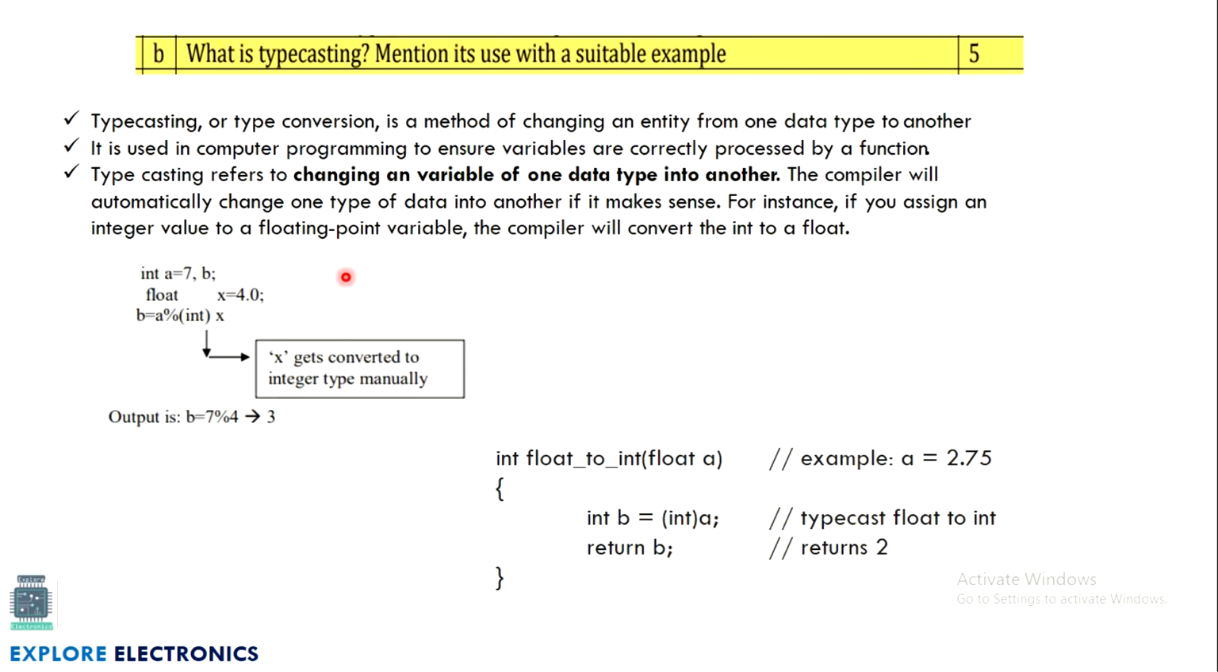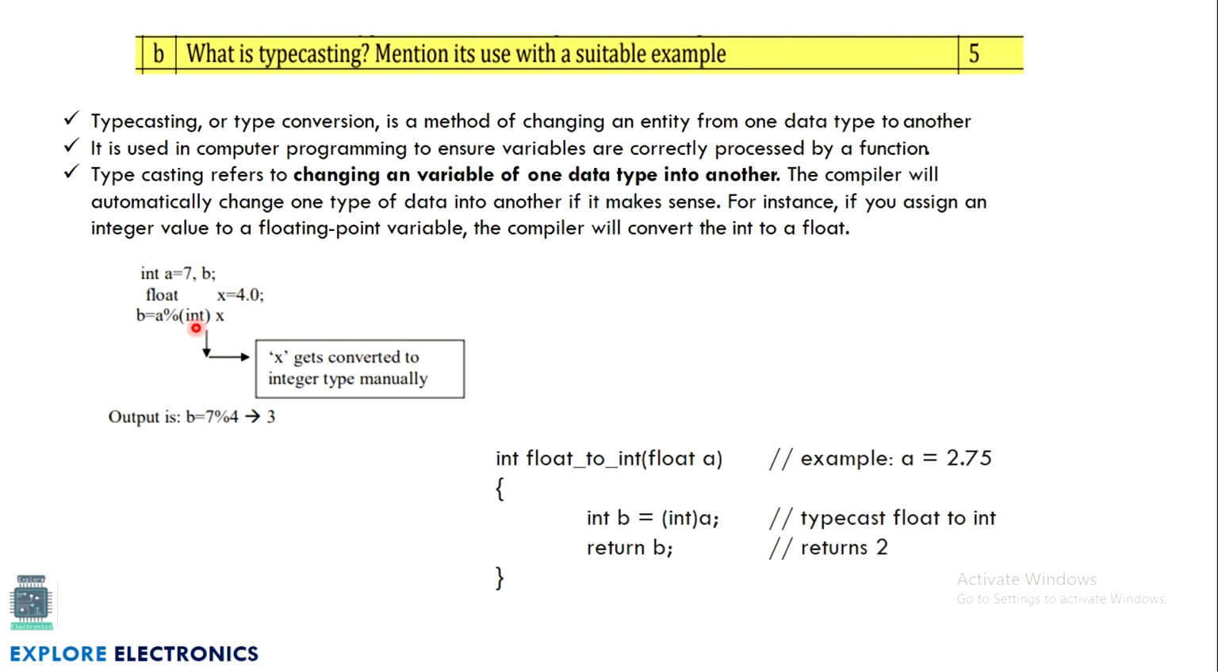Now here one more question: what is typecasting? Mention its use with a suitable example. Typecasting is nothing but converting a variable of one type into another type. Say for example, if we have here x is 4.0. Now in your operation, suppose you need to make this x an integer.